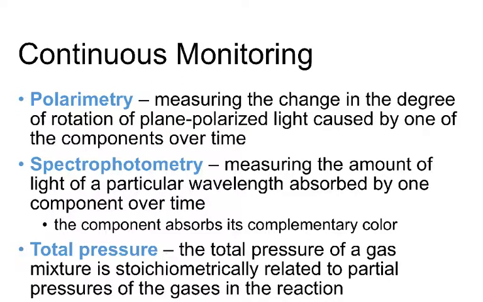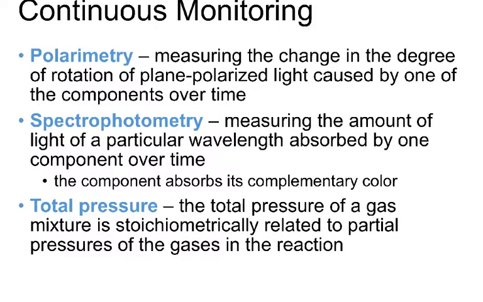So ways to do continuous monitoring: there's something called polarimetry, which measures the change in the degree of rotation of plane polarized light. So some chemicals will bend light, and polarimetry is a way of measuring that. Spectrophotometry is a very common way of doing it. You measure the amount of light in a particular wavelength that's absorbed by one component over time, and you can measure the change in that. Or if you're doing a gas reaction, total pressure is another way to monitor continuously, looking at the stoichiometry related to the partial pressures.